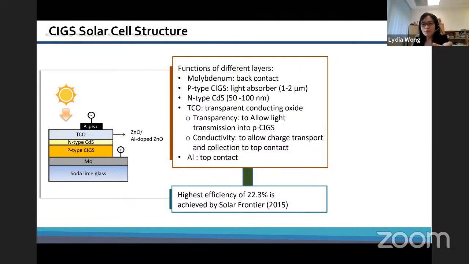Small area, no problem. You can get 22% efficiency. Once you make it into a large area, the efficiency drops. So that's the problem. And only the Japanese can do this because the Japanese are very well known for their Six Sigma process. Yeah, US companies cannot make it. Only Japanese companies can show a good efficiency for large manufacturing.